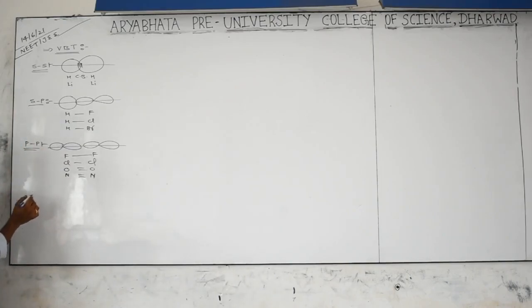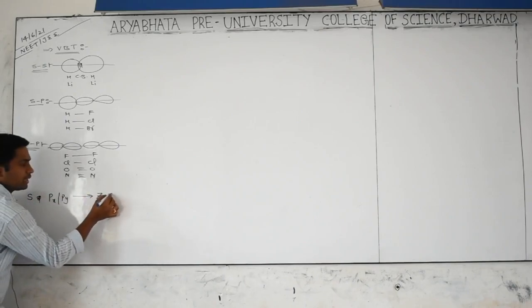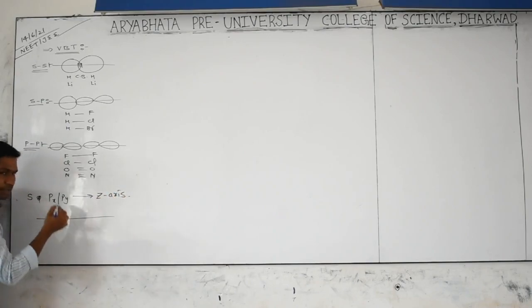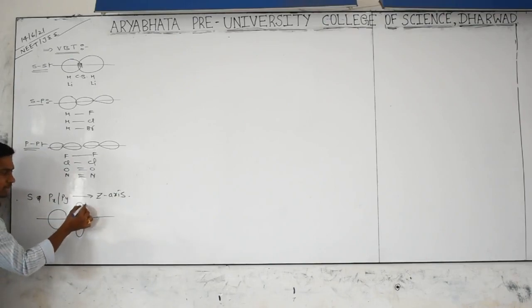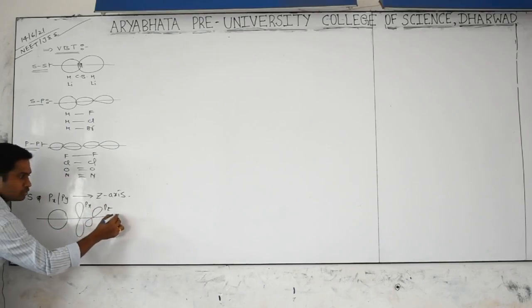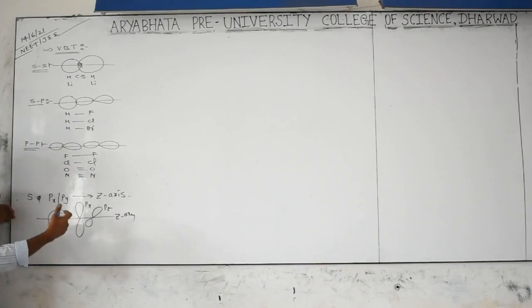But here there is also non-overlapping. Overlapping is not possible when an s orbital and a Px or Py orbital approach together along the z-axis. One s orbital is coming and a p orbital is coming, whether Px or Py, but they approach along the z-axis. Is there any chance to merge? No. That's why s and Px or Py overlapping is not possible along the z-axis. That is what we call no overlapping.